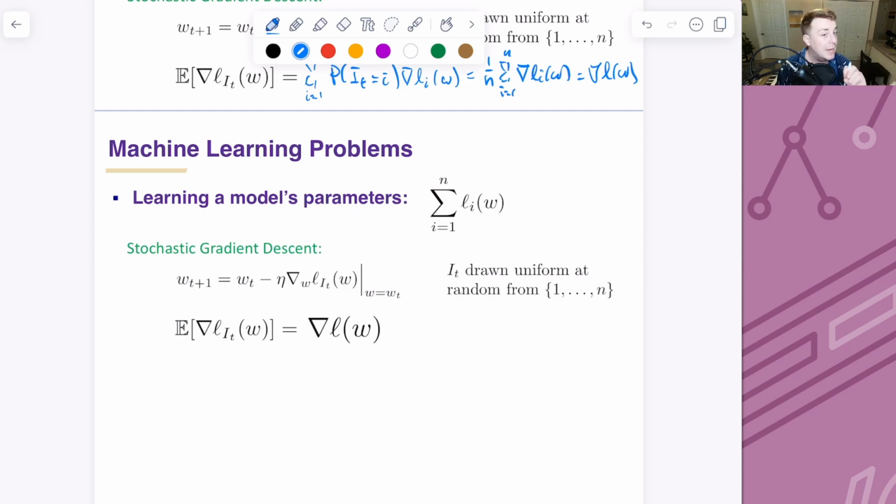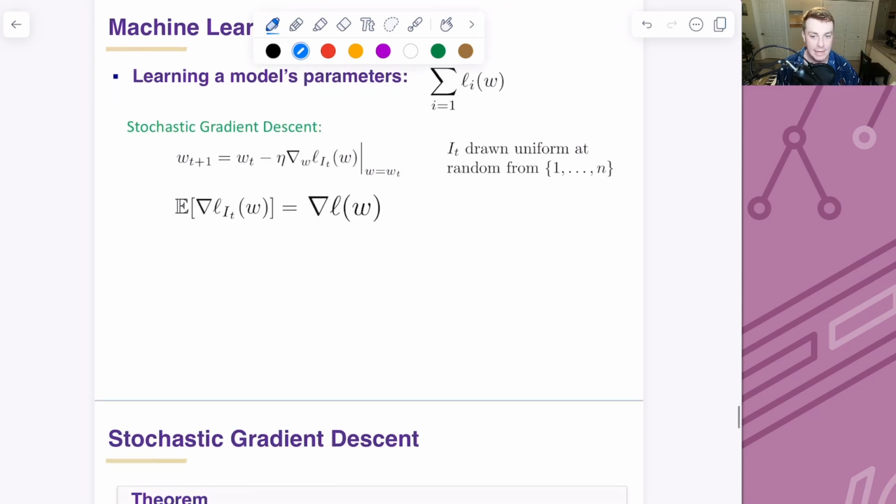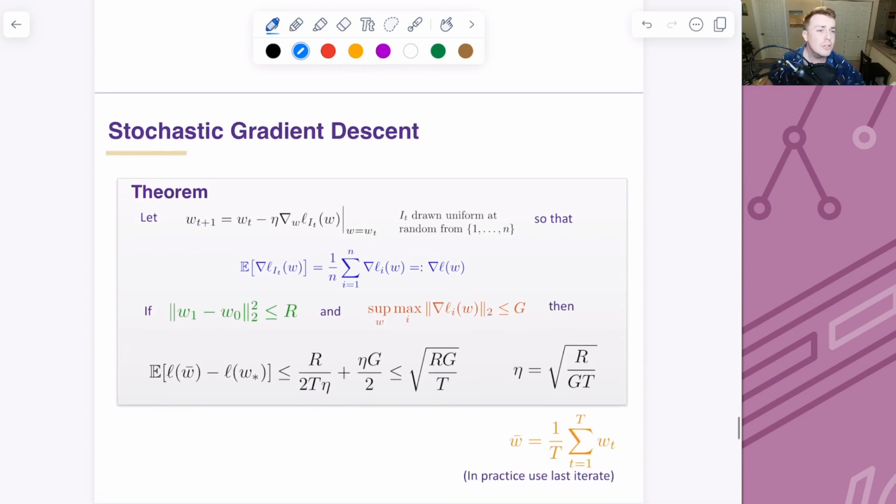But I do want you to understand, at least at a high level, what the theorem is saying, but again, the proof is not as important. There are lots of things you can prove about stochastic gradient descent, but one of the most common and useful things to start with is how it converges.